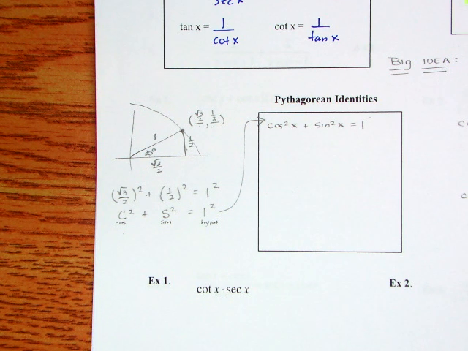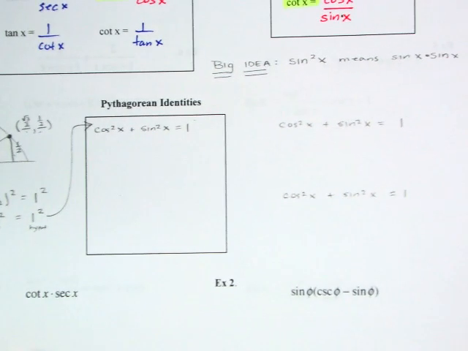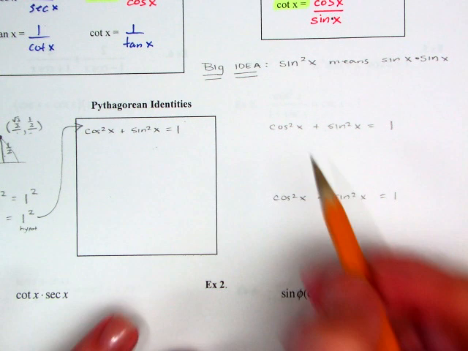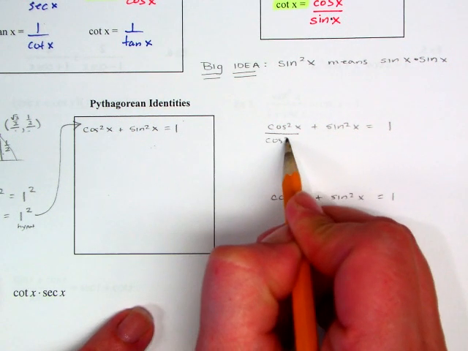From there, we can do a little bit of algebra, which I'm going to slide over to show you. So notice I've written this exact identity twice. In the first one, I'm going to divide everybody by cosine squared x.